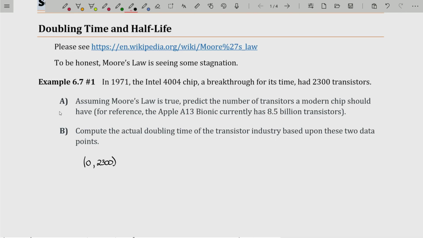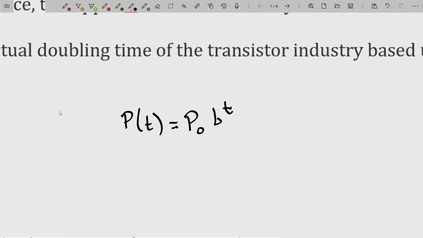However, our population model for any type of exponential growth, assuming it is exponential growth, looks like this. And because we know it's doubling every 2 years, we know it's going to be exponential growth. Whenever you're doubling, tripling, or taking half of a population, it's exponential growth or exponential decay. The initial population of transistors in 1971 was 2,300. It's doubling per 2 years.